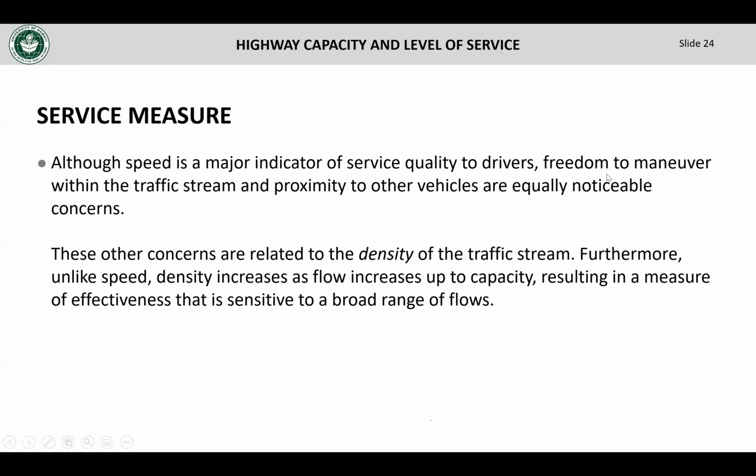And these two, the freedom to maneuver and proximity to all vehicles, are related to the density of the traffic stream. Also, unlike speed, which we saw in the previous diagram, where we have two speeds for a given flow, density increases as flow increases up to capacity, resulting in a measure of effectiveness that is sensitive to a broad range of flows. This basically is why the experts decide to use density instead of speed.